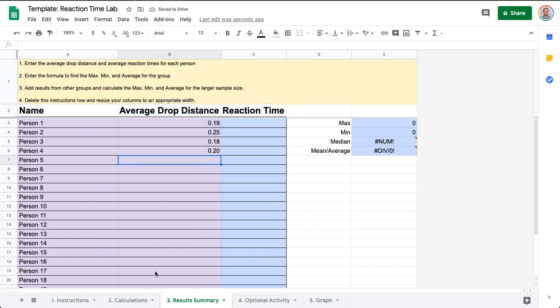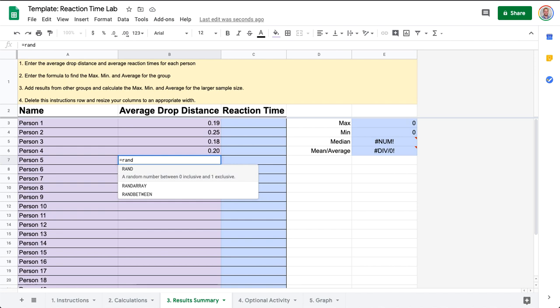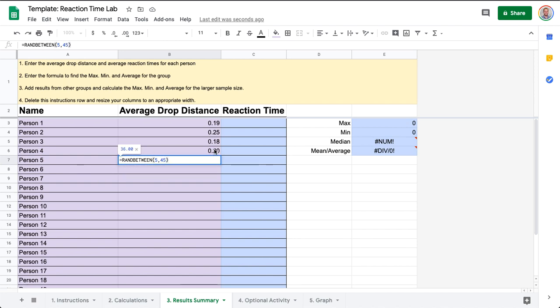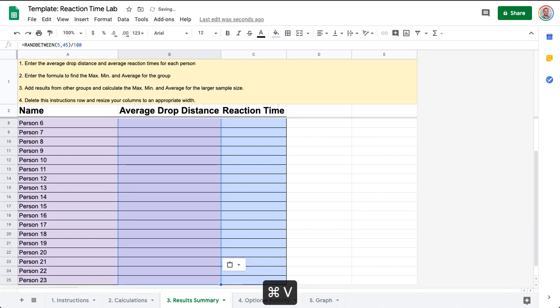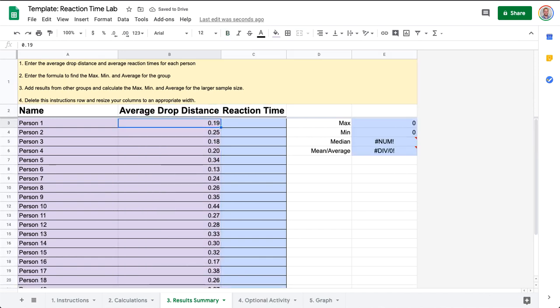Also, because I don't have the data points for all of these other people, we're going to just use some hypothetical data using random number generators. So we see we've got RANDBETWEEN, that's one we're going to use. Low number 5 to 45, and because we want it to be a decimal, let's divide that by 100, and that gives us a random value between 0.05 and 0.45. So let's copy that, paste that all the way down. So now we've got a whole bunch of random values that are within the range that we're expecting to work with.